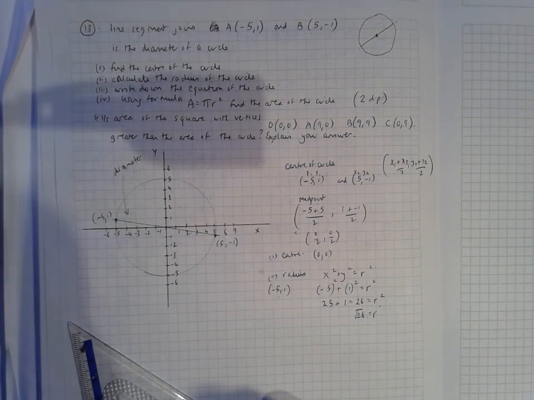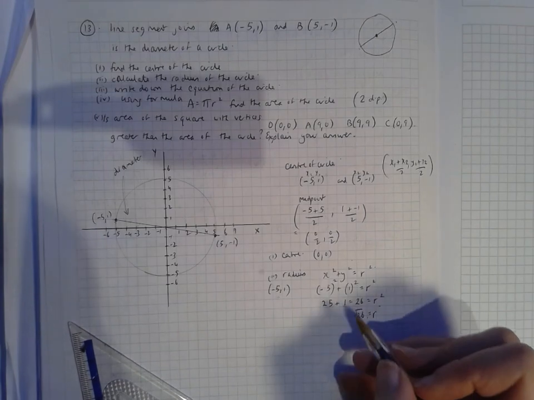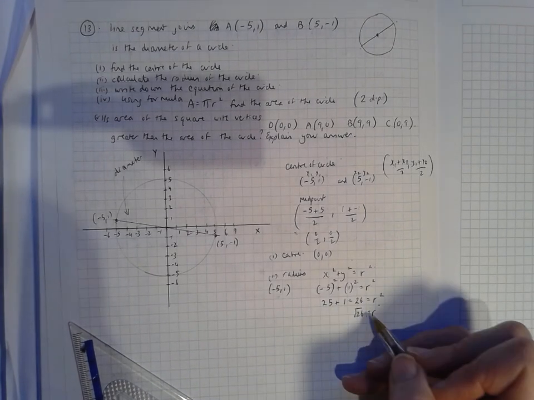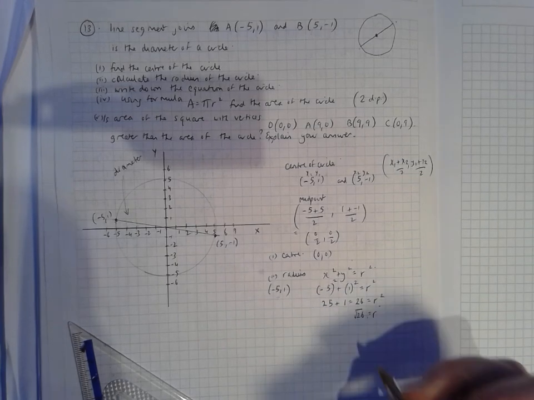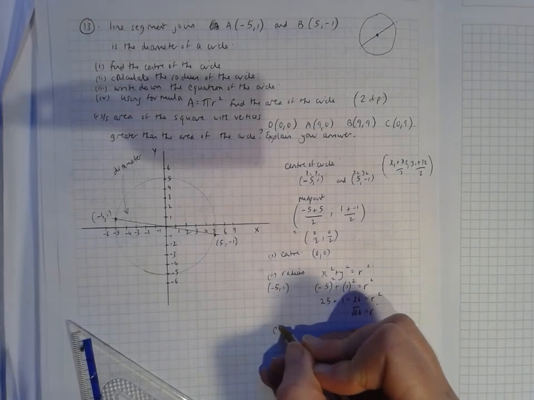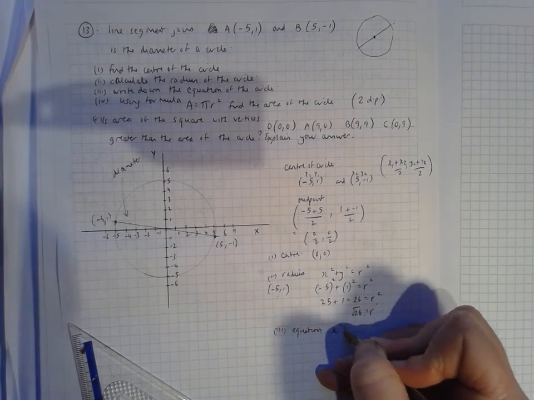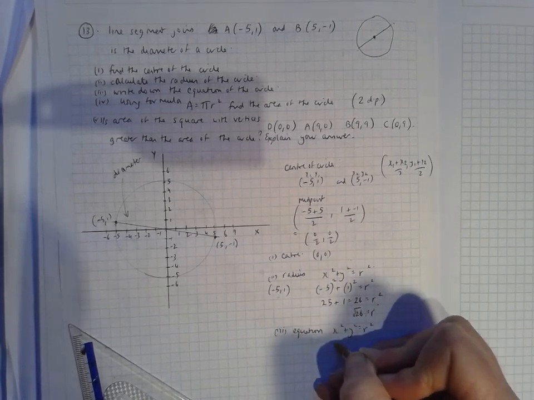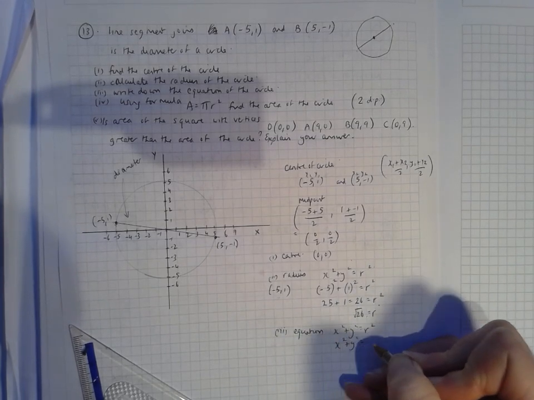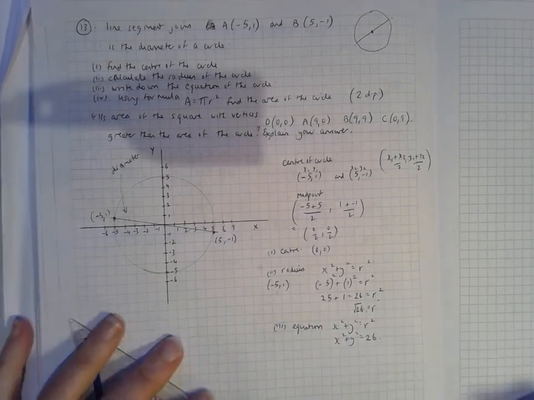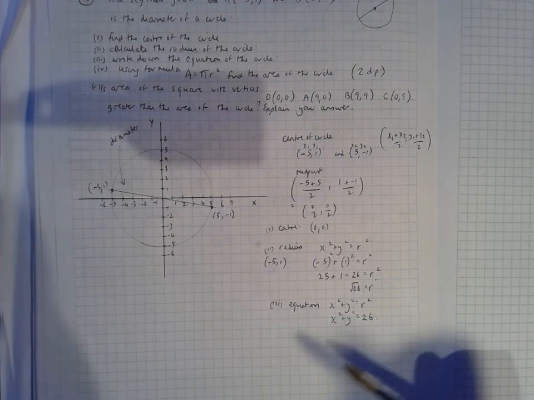I'm not actually going to find out what that is. It's about 5 point something, because I know that r squared is 26. So r is the square root of 26, and the next bit tells me to write down the equation. And I know that my equation is x squared plus y squared equals r squared. So my equation is x squared plus y squared is equal to 26. Okay, I hope that makes sense.